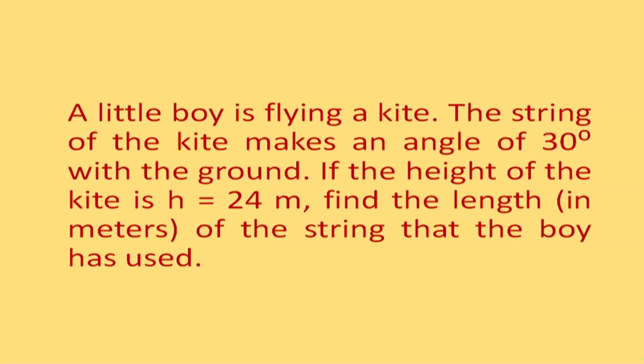Next, sir. A little boy is flying a kite. The string of the kite makes an angle of 30 degrees with the ground. If the height of the kite is 24 meters, find the length in meters of the string that the boy has used.